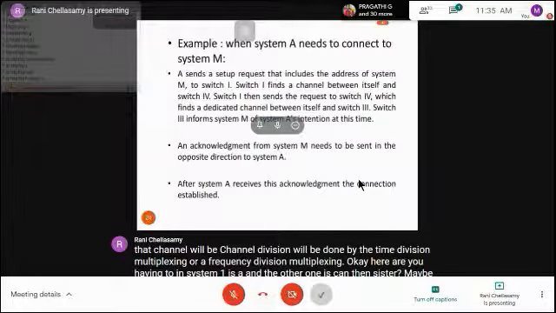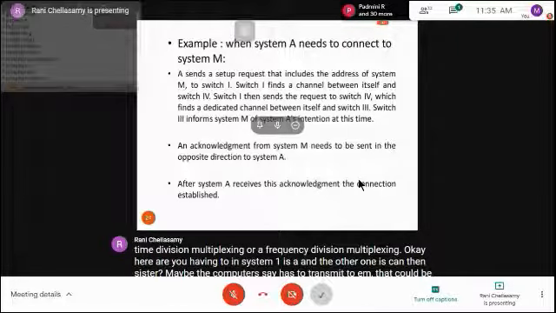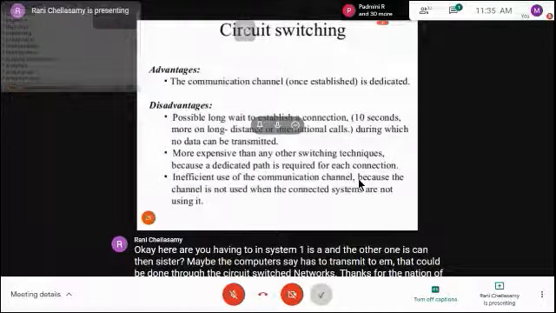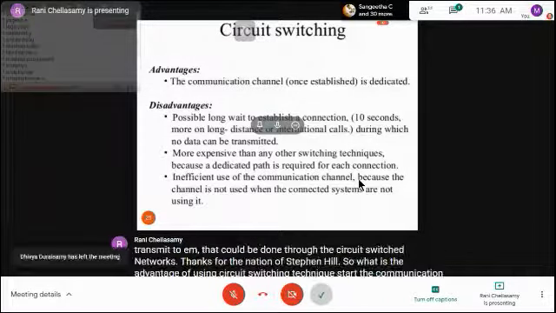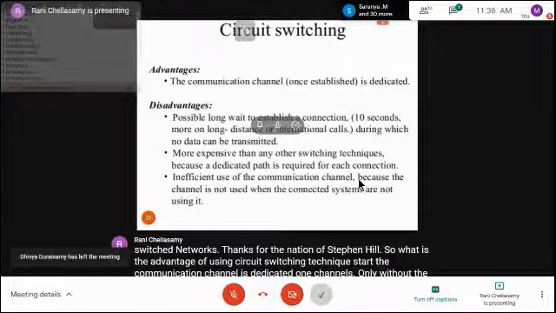The explanation is given here. So the advantage of using the circuit switching technique is that the communication channel is a dedicated one. Only through that dedicated channel can the data be transferred. So there won't be any delay in communication or in transmission of data.